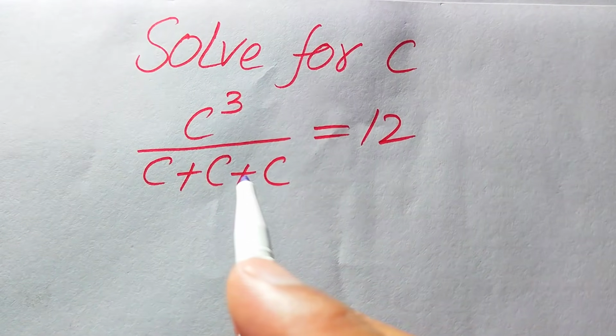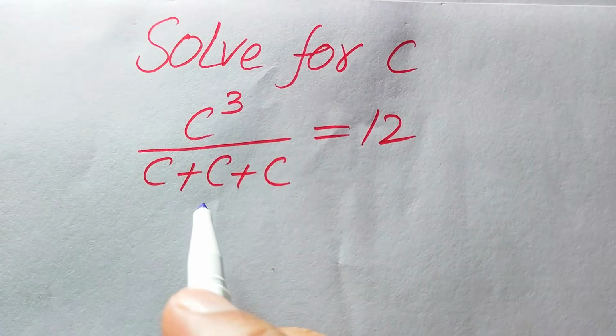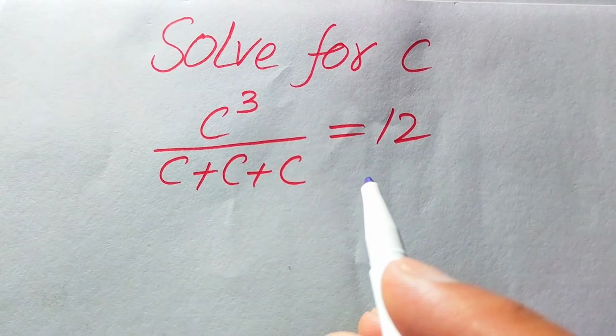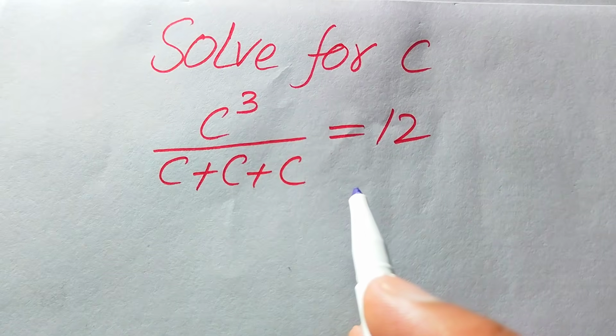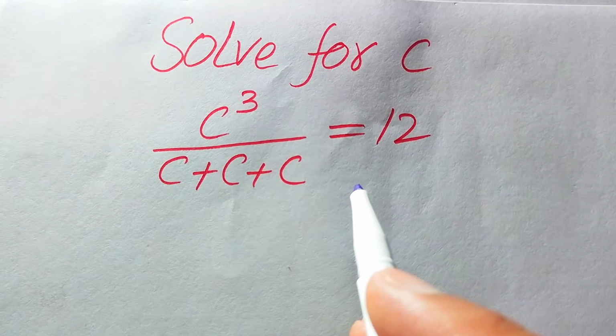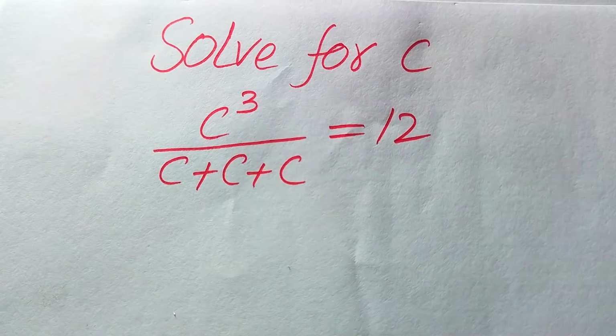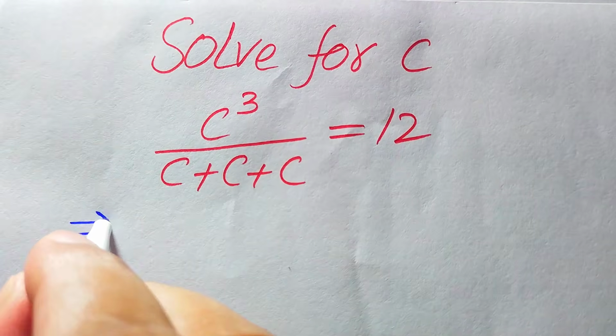So here we have c cubed divided by c plus c plus c is equal to 12, and we solve this problem for all the values of c. First we find all the roots of this equation, and at the last we will verify which of the roots are solutions and which of the roots are extraneous roots. Now we move towards the solution of this problem from the first method.